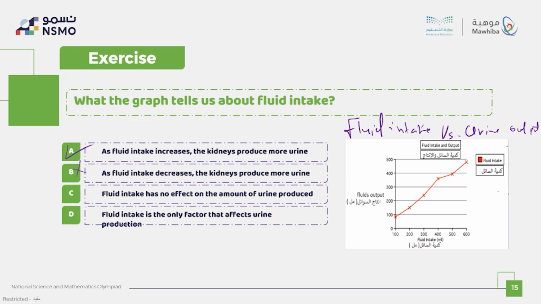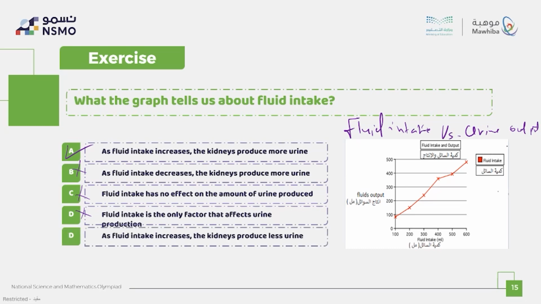C, fluid intake has no effect. This is also wrong. Why? Because the graph shows a clear effect, not no effect. Finally, D, fluid intake is the only factor, and that is also wrong, because salt, sweating, and hormones also affect it. And the last one, E, as fluid intake increases, the kidneys produce less urine. This is also wrong, because it is a contradiction. So the correct answer is A.